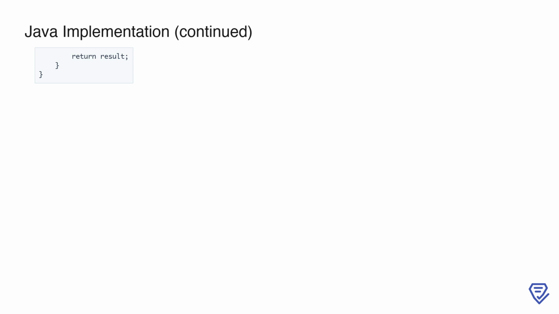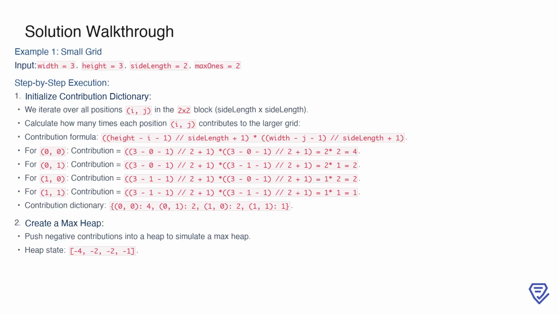Once we have added up maxOnes contributions, we return the final result. This concludes the implementation, where we efficiently compute the maximum number of ones by leveraging the grid's repetitive structure and prioritizing the cells with the highest contributions. To solve this problem, we start by creating a contribution dictionary.